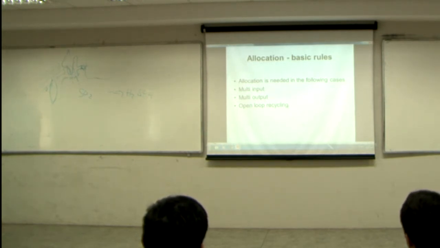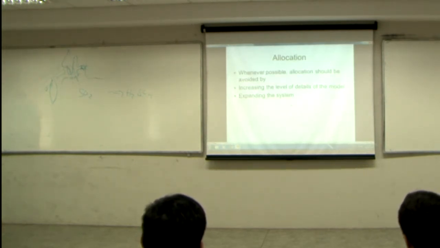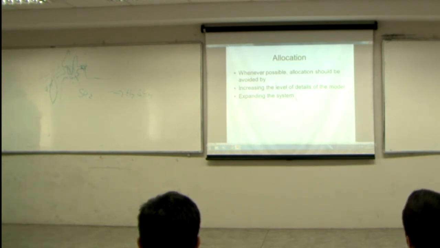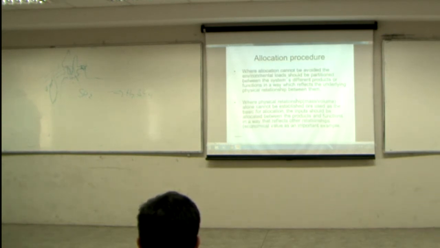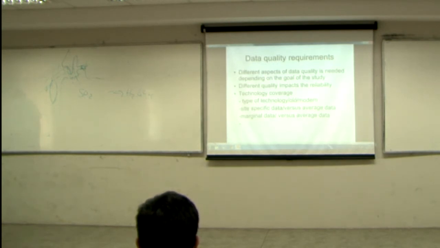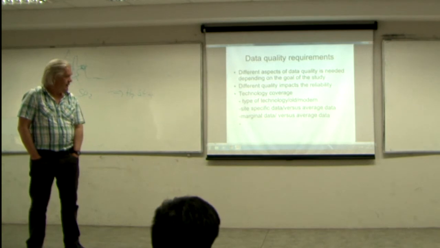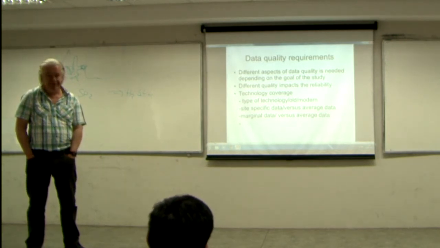Allocation can sometimes be needed, but we really wish to avoid allocation by, as an example, expanding the system. If possible, we try to avoid it. I think we don't go into details on the data quality. So I think we end with this for today.